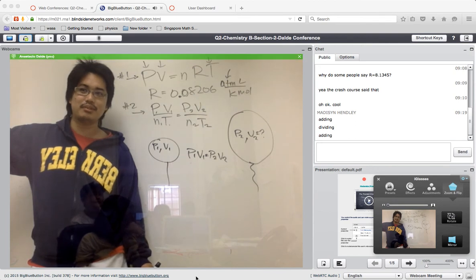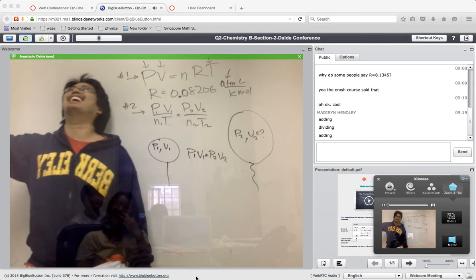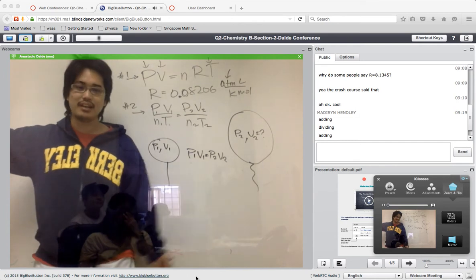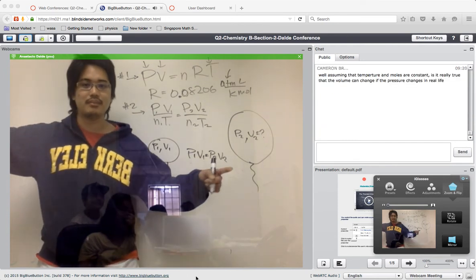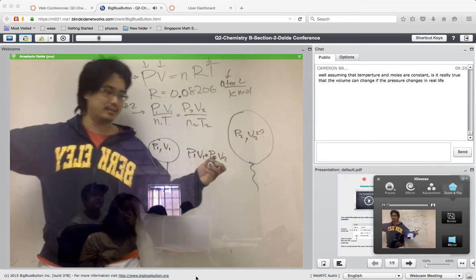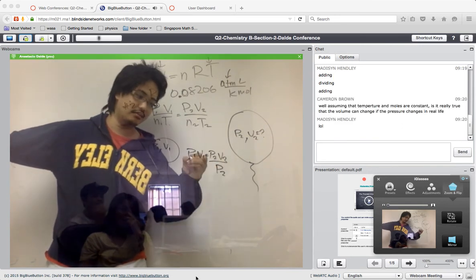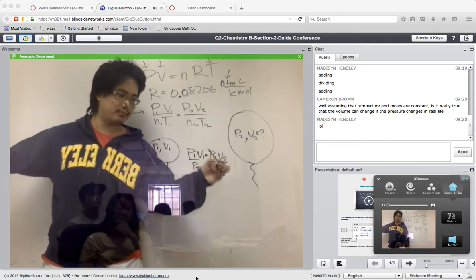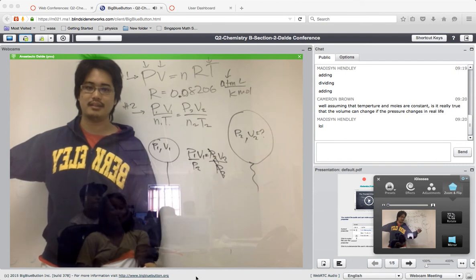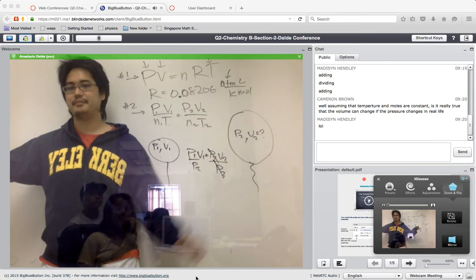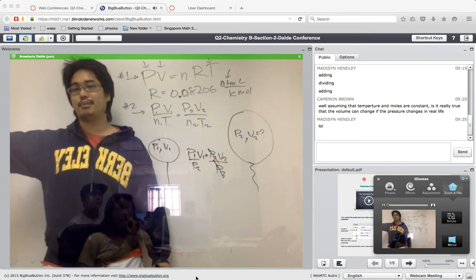Remember, this is simpler than you think. No, you divide it. If P2 is multiplying V2, then you want to get rid of P2 by dividing it out, right? So divide by P2, divide by P2. And so this cancels, that cancels, and you end up getting V2 is equal to P1 times V1 over P2. And all you do is plug that into your calculator.